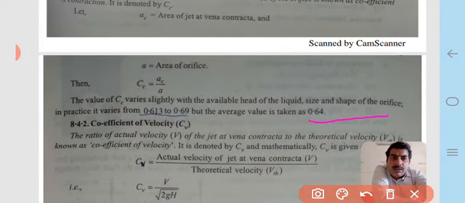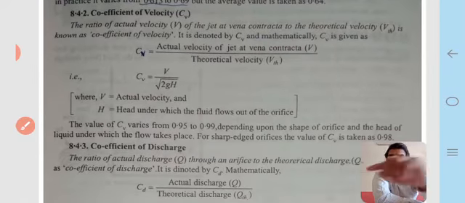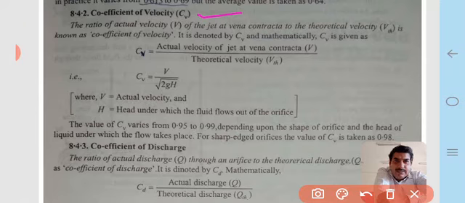Now the second coefficient, the coefficient of velocity, Cv. It is the ratio of the actual velocity of the jet at the vena contracta to the theoretical velocity, and is known as the coefficient of velocity. It is denoted by Cv.